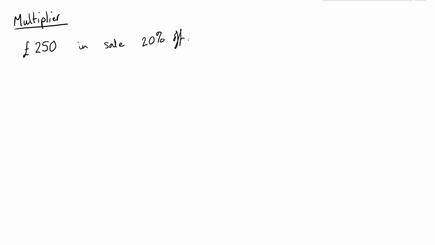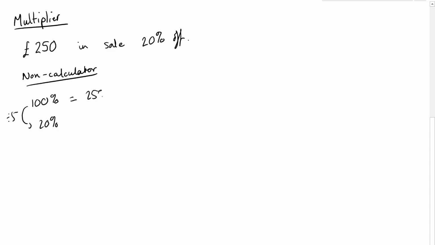Well, we could do this a non-calculator way. If we did it a non-calculator way, we would say that we're trying to find what 20% is. So to get from 100% to 20%, we can just divide by 5, which means on the other side, 250 divided by 5 is just going to give you 50. These are both in pounds. And so if it's 20% off, then our total price is going to be 250 minus that £50. And so we're going to get a price of £200 in the sale.